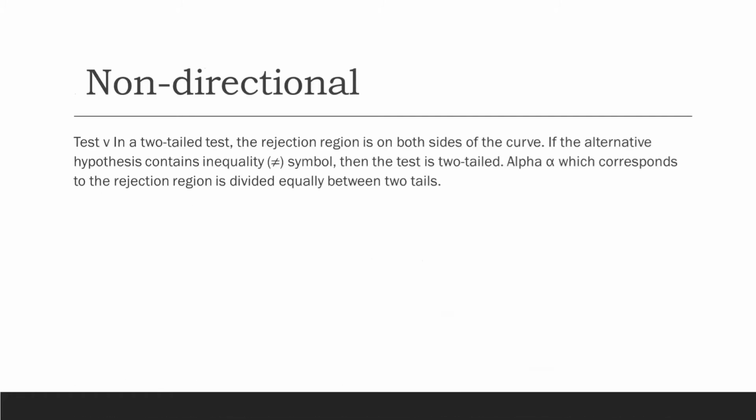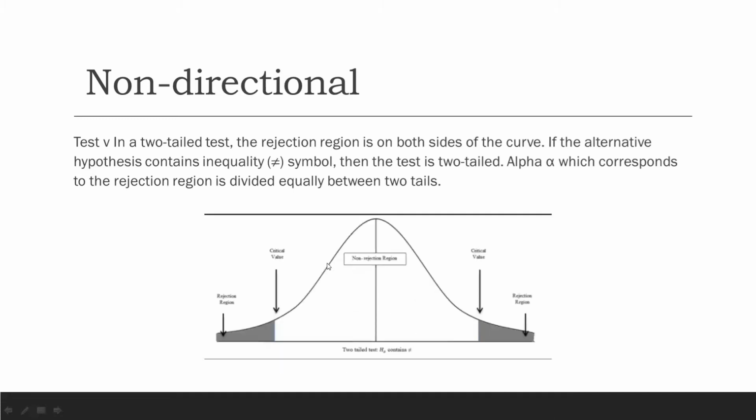Nondirectional. So, in nondirectional, in a two-tailed test, the rejection region is on both sides of the curve. If the alternative hypothesis contains an inequality symbol, which is not equal, then the test is two-tailed, or the alpha, which corresponds to the rejection region, is divided equally between two tails. So, paano ba siya? So, we have here the curve. So, kung nakikita nyo, dalawa yung shaded part niya.